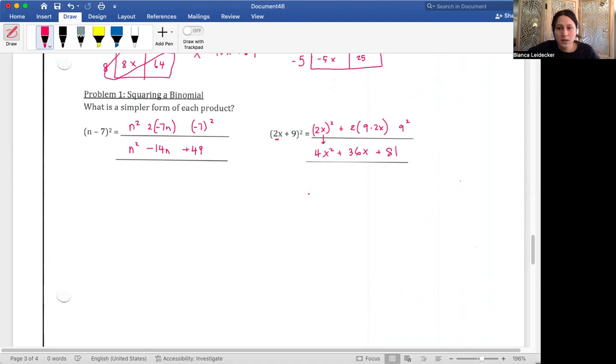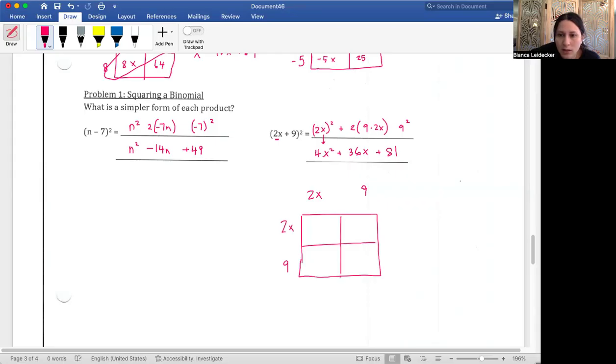Let's check it with the box method. When in doubt, do FOIL or do the box method. Both will give you the right answer. So on your test, I would like to be able to see that you can do each method, but I probably won't specify for all the problems. 18x, 18x, 81. Add these two together, that's 36x.